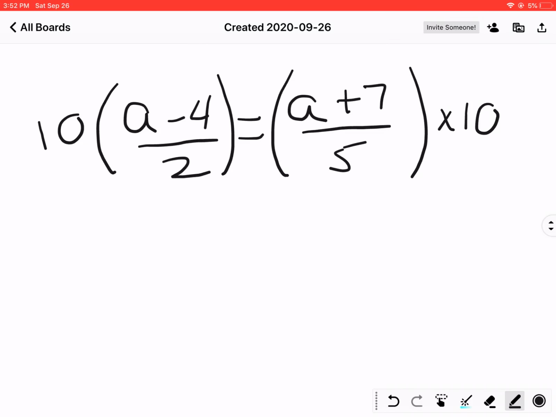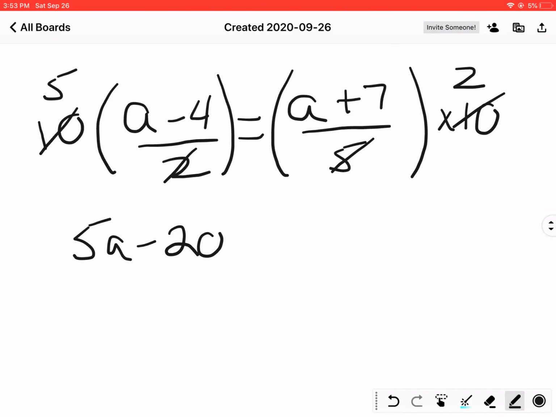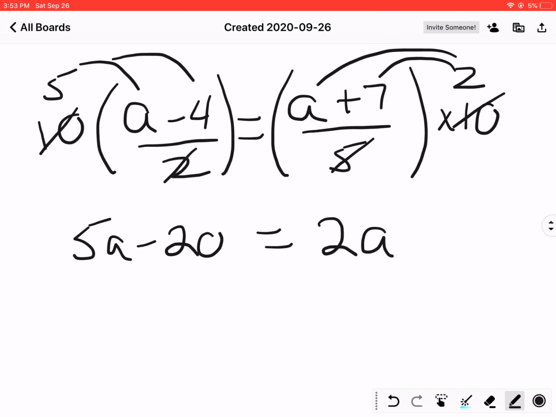And this time we have one denominator on each side, so I can cancel off the 2 with the 10 giving 5 over there, and the 10 with the 5 giving 2 over there. Then we can go 5a minus 20. I just did this and this. And on the right-hand side, I've got 2a plus 14.